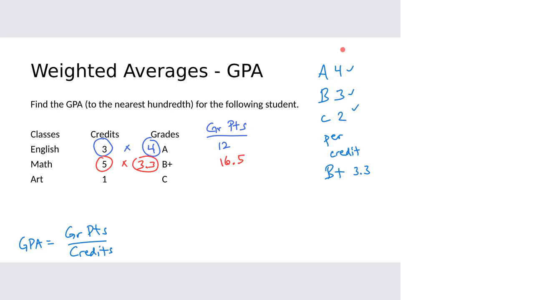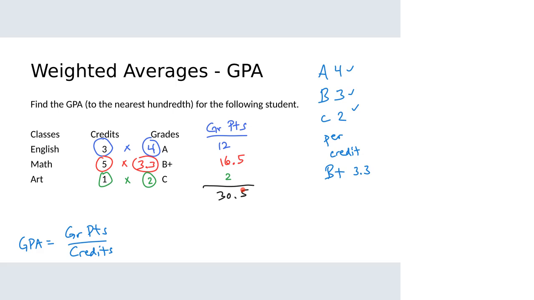And then finally, they were also taking this 1-credit art class. They got a C in it. That's 2 grade points. We'll multiply those. 1 times 2 is 2 grade points for that art class. And we'll add those together. The total number of grade points earned is 12 plus 16.5 plus 2 is 30.5.